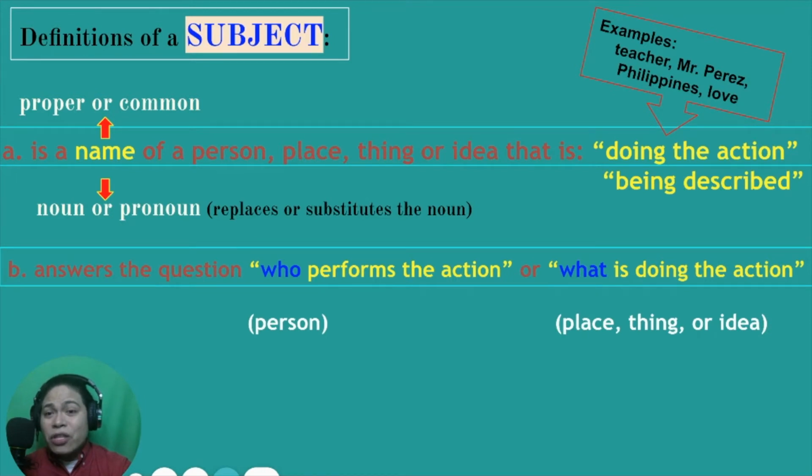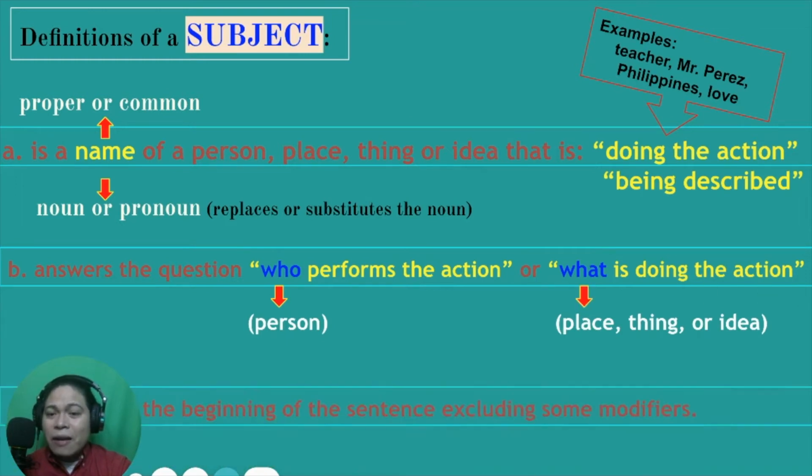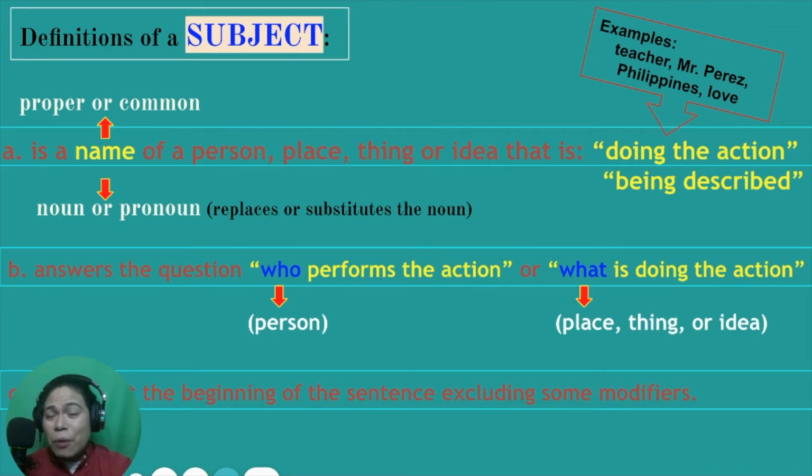Number two, it answers the question, who performs the action or what is doing the action. When we talk about the who, we talk about persons or people. And when we talk about what is doing the action, these are the places, things, or ideas. Okay, number three, usually or most of the time, the subject is found at the beginning of the sentence, excluding the modifiers.